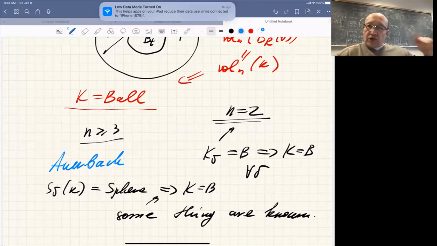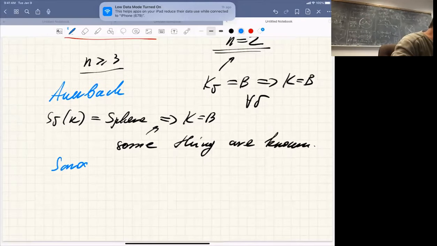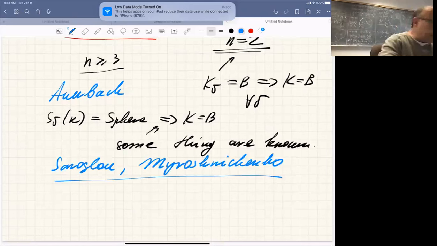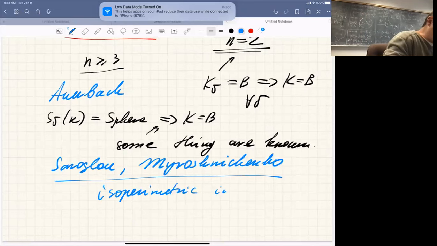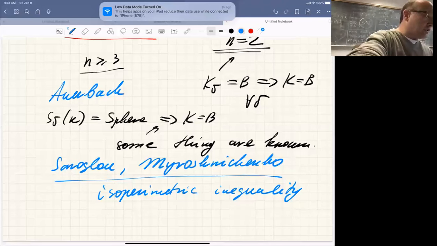But Saraglu and Miroshnichenko, let me write. Yes, this is Saraglu and Miroshnichenko, when they considered this question about symmetries of the cube, yes, they gave a different proof. They used a perimetric inequality proof. And I believe that their proof has more future than the one I gave you today. But again, it's a question.